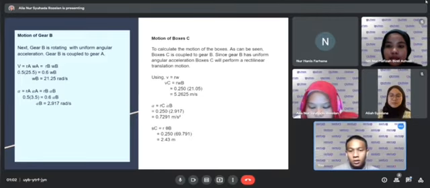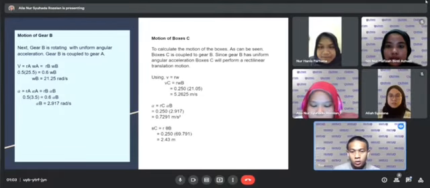Acceleration equals RC times acceleration B, 0.250 times 2.917, we get 0.7291 meter per second squared. So for the displacement SC equal to RC times theta B, 0.250 times 69.791, we get 2.43 meter. Next.